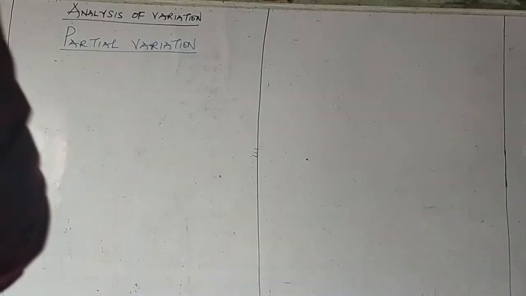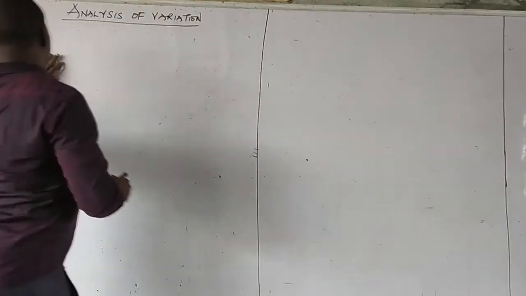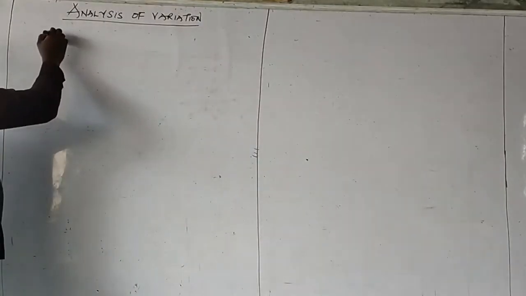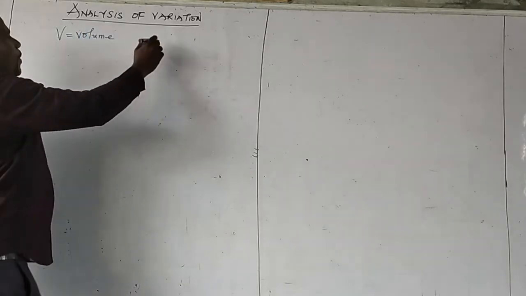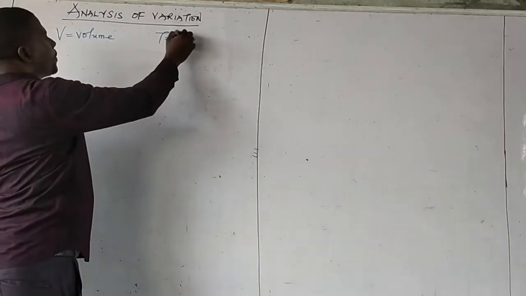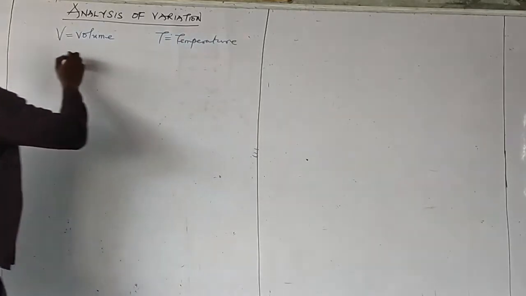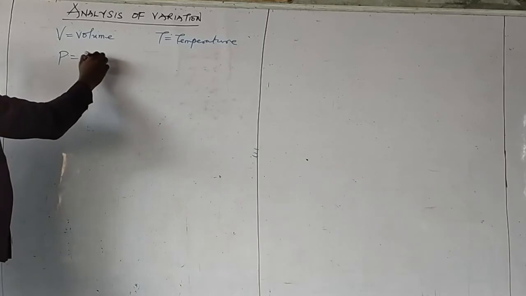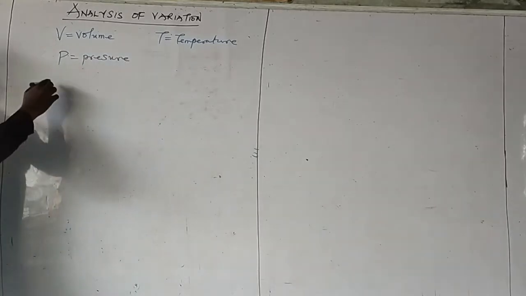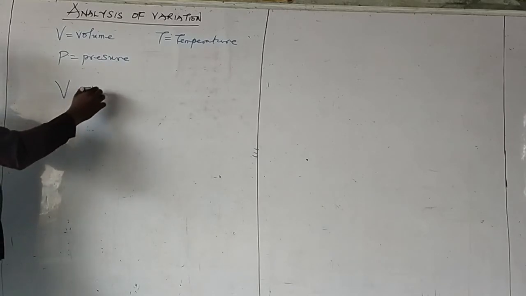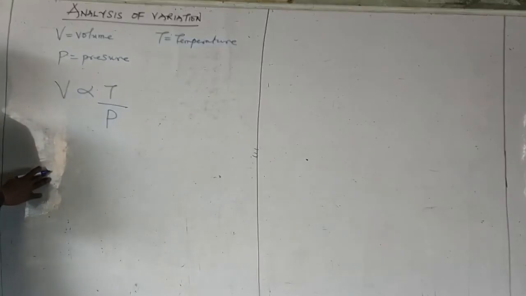The volume of a given mass of gas varies directly as the absolute temperature, and inversely as the pressure. So you know they say V varies directly as temperature and inversely as what? Pressure.